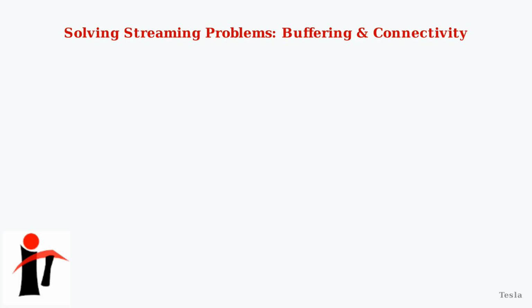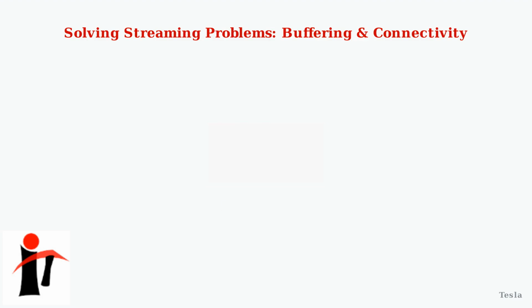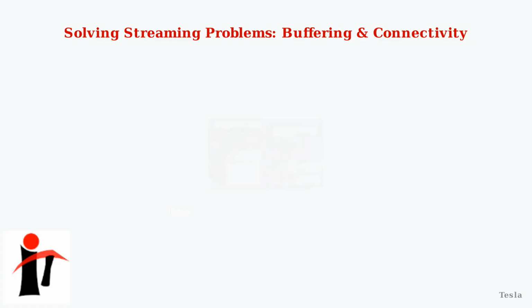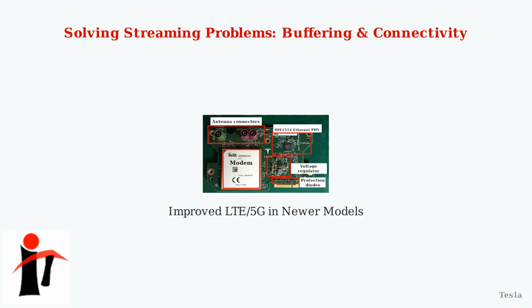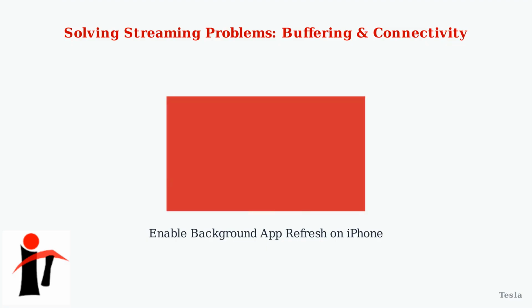Buffering during Apple Music playback is often caused by cellular data limitations in Tesla vehicles. When streaming on cellular networks, signal strength and data speeds can cause interruptions. The telematics control unit handles cellular connectivity, but older models may struggle with high-speed streaming. Tesla's newer Model Y vehicles feature enhanced LTE and 5G modules for better streaming performance. If buffering persists, connect your iPhone via Wi-Fi tethering for a more stable connection. Also, ensure background app refresh is enabled on your iPhone to maintain consistent streaming.